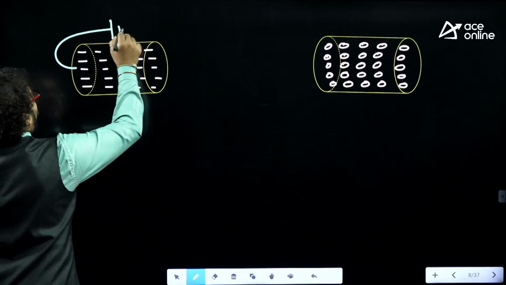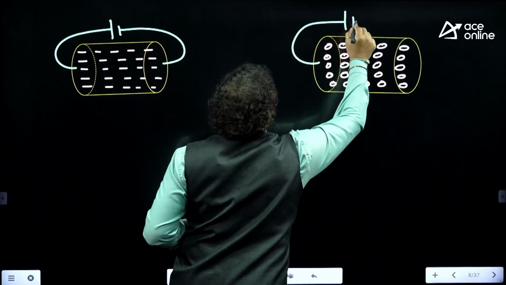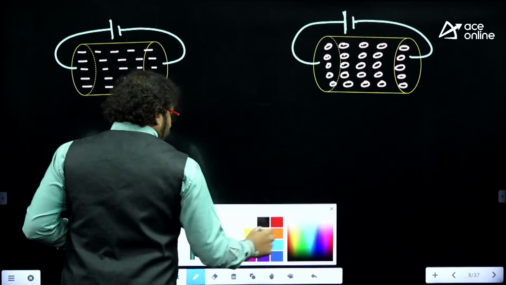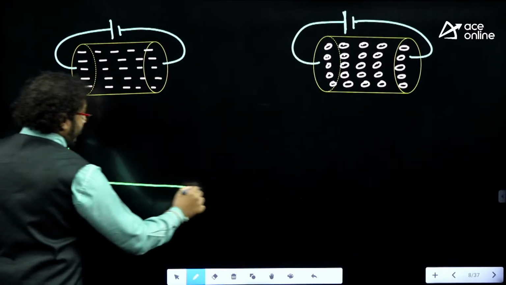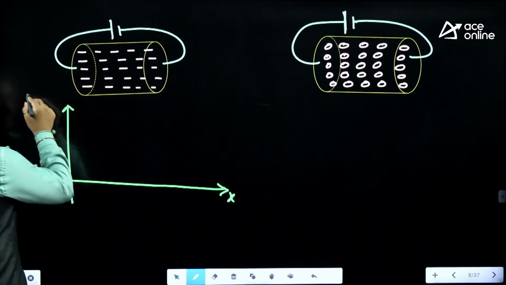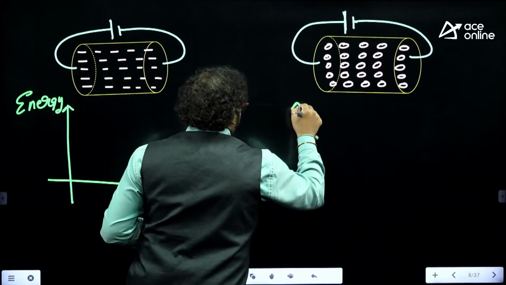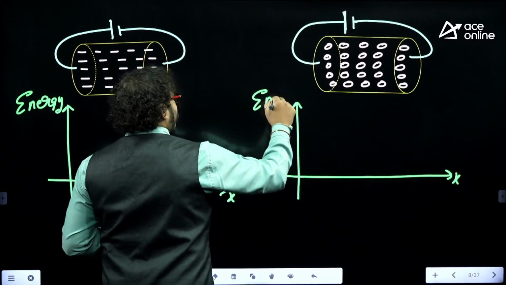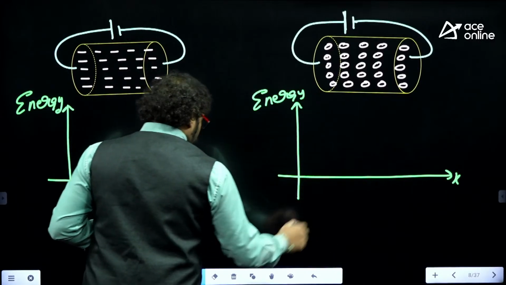Now guys, have a look. Students, this is positive and negative. The same voltage I'm applying here, positive and negative. Now please tell me, dear students, what is the y-axis here? Energy, and the x-axis is distance. The same case here also: x-axis is distance, y-axis is energy.